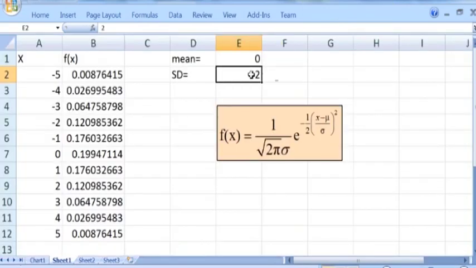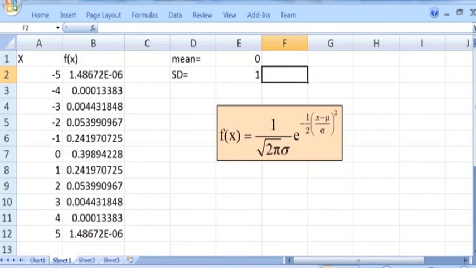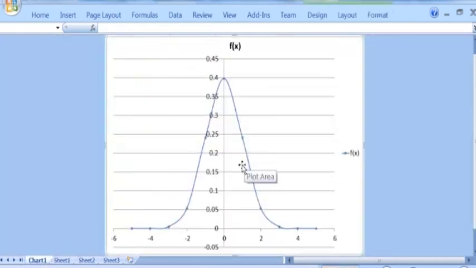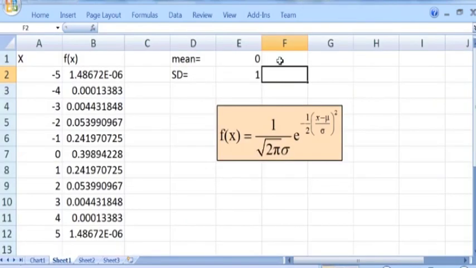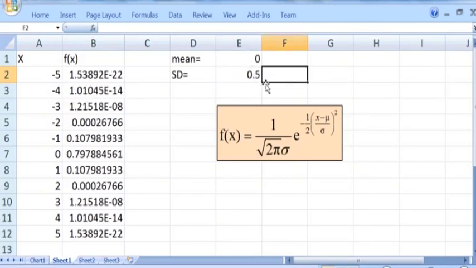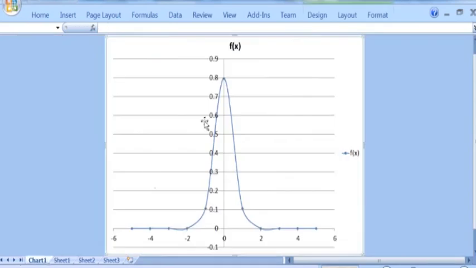Let us take the value back to 1. So this is the usual bell-shaped curve. Now decrease the standard deviation from 1 to, say, 0.5. So now look at the graph. You can see that the spread got decreased. In this shape you can see that the curve is now very closely packed.